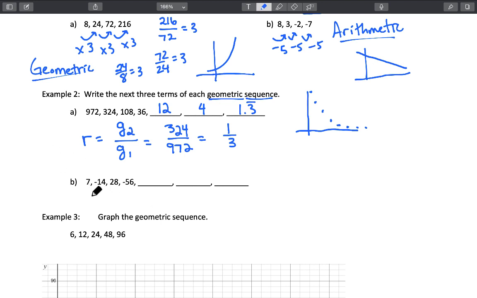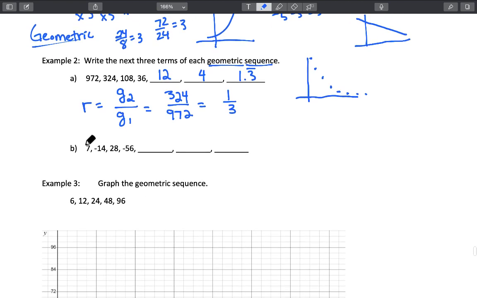In example 2b, we've got 7, -14, 28, -56. Now this is kind of an interesting one. It looks like it's alternating from positive to negative, negative to positive, and back to negative again. So let's start by finding our common ratio by taking that second term and dividing it by our first term. That's -14 divided by 7, and that's going to give us a common ratio of -2.